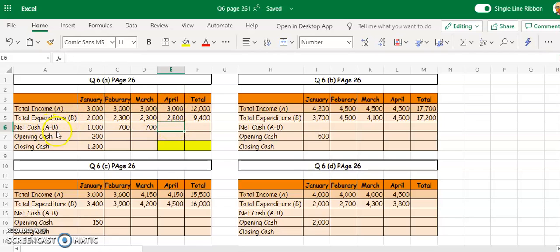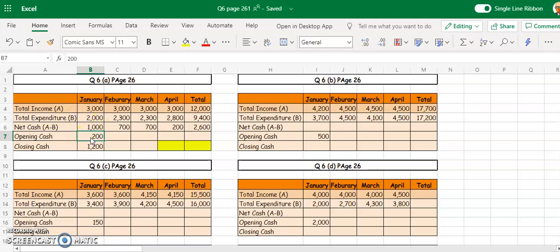April then, A minus B, total income 3,000, total expenditure 2,800. So your net cash, A minus B, 3,000 minus 2,800 gives you 200. And then your total is your total income, which is A, 12,000, B, 9,400. So in your calculators, put 12,000 minus 9,400, and you get 2,600. And that's how you get your net cash. A, your total income, minus B, your total expenditure, gives your net cash.